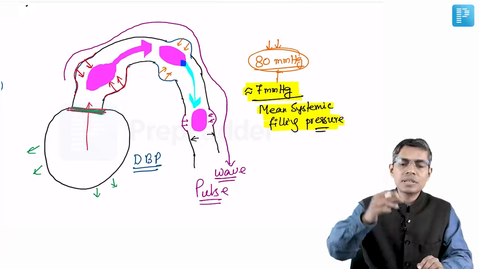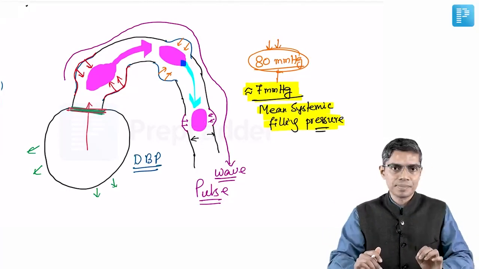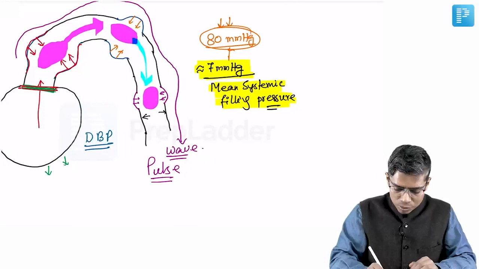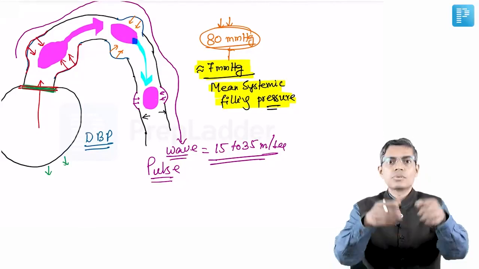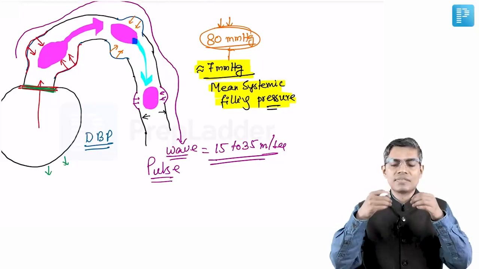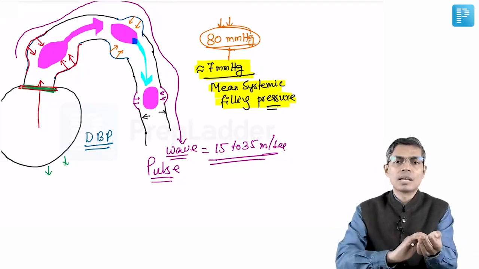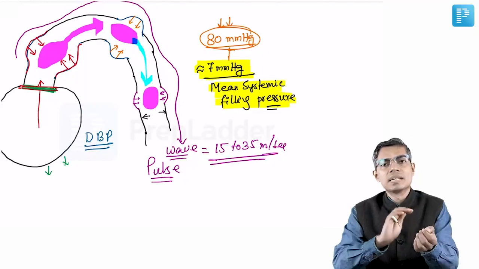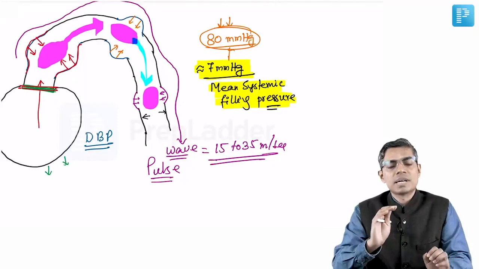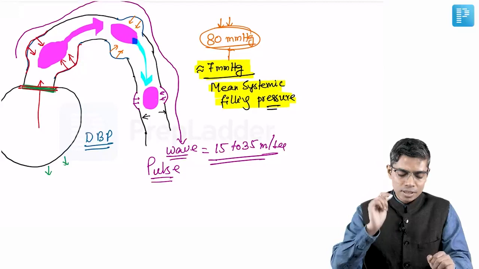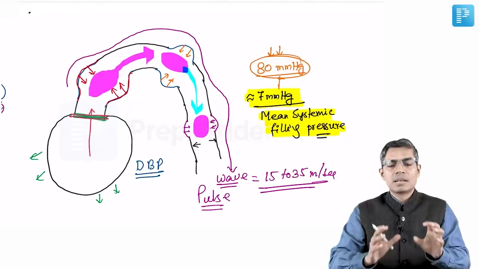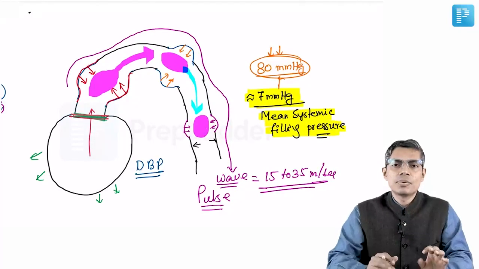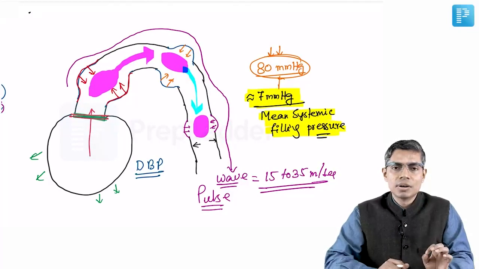This way a wave will travel through the arterial tree, and the velocity of this wave is very fast. It is 15 to 35 meter per second. This means this pulse wave velocity is running at a very fast rate through the arterial wall, and whenever you feel here, you can easily feel the arterial expansion and recoiling. Getting my point? So now I can understand that even during the diastole, some force is pushing the blood, and that force is nothing but elastic recoiling of aorta.